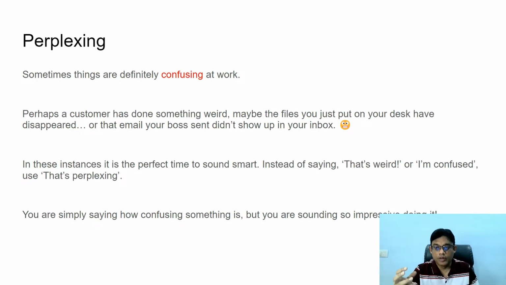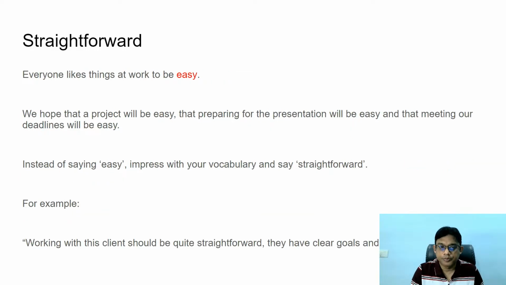So it means confusing. Quite simply, it means confusing. Nothing to get confused. Or nothing to get perplexed, on a lighter note. Perplexed with my work. This is also an extremely nice word. I'd recommend it to all of you.